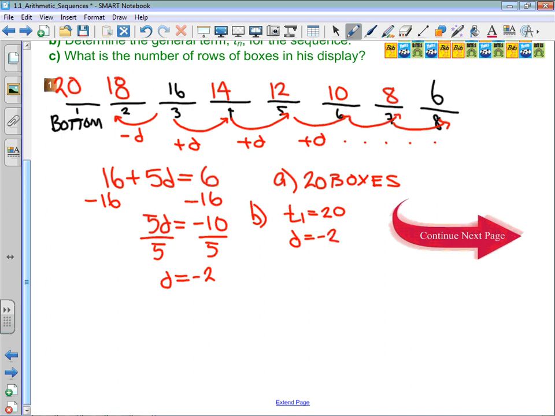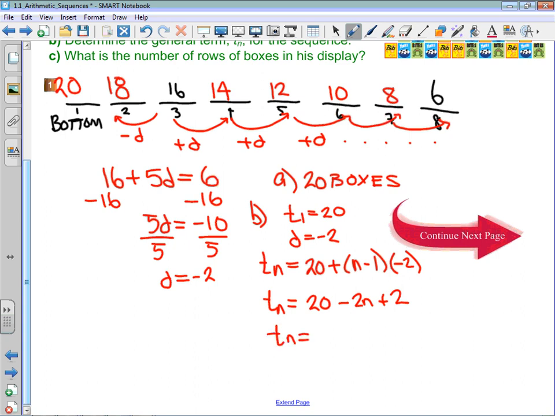And therefore, what we can say is that Tn is equal to 20 plus n minus 1 times the common difference, which is negative 2. So Tn is equal to 20 minus 2n plus 2. So the nth row from the bottom will contain 22 minus 2n boxes. And I always encourage students to check if you've done it correctly. What happens when I put 3 in for n? I get 22 minus 2 times 3, 2 times 3 is 6. 22 minus 6 gives me that 16 number. So this general term will tell me exactly how many different boxes are in different rows.